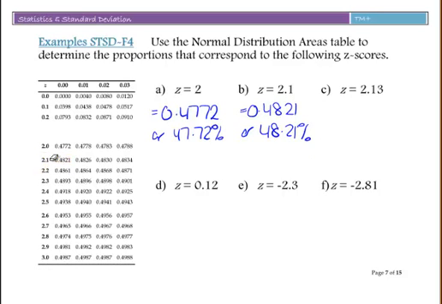Next, 2.13. So we go down to the 2.1, we need to go across to the 0.03. So that's 0.4834 or 48.34%. Pause the video, give some a go yourself.